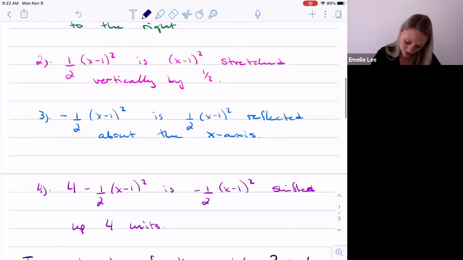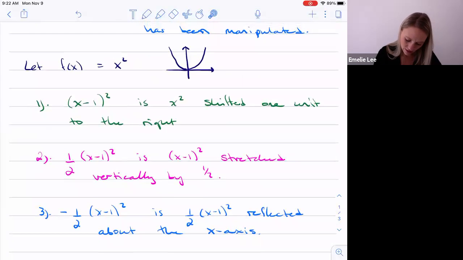So now I'm going to follow these. x squared is shifted 1 unit to the right. So that means for all my x's, I'm going to add 1.